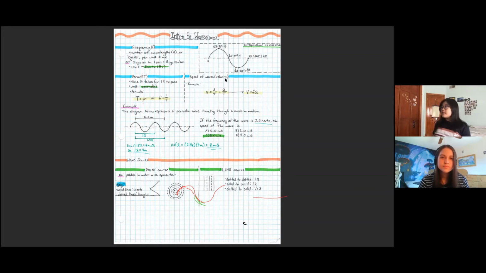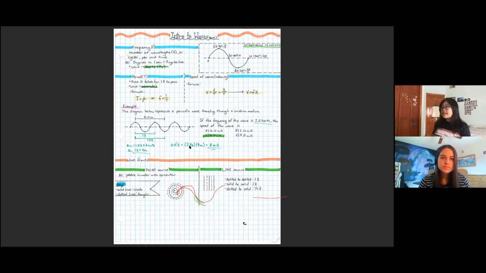To find the speed of the wave, which is the velocity, it can be found using the formula velocity equals distance over the period, or when we substitute it, the wavelength divided by the period, which simplifies to the velocity equaling the frequency times the wavelength.